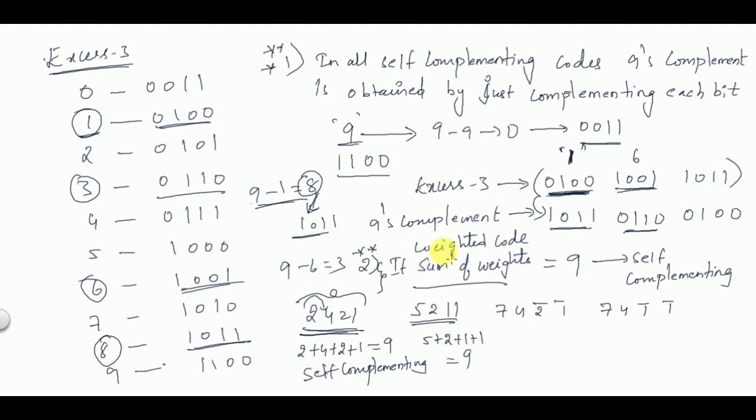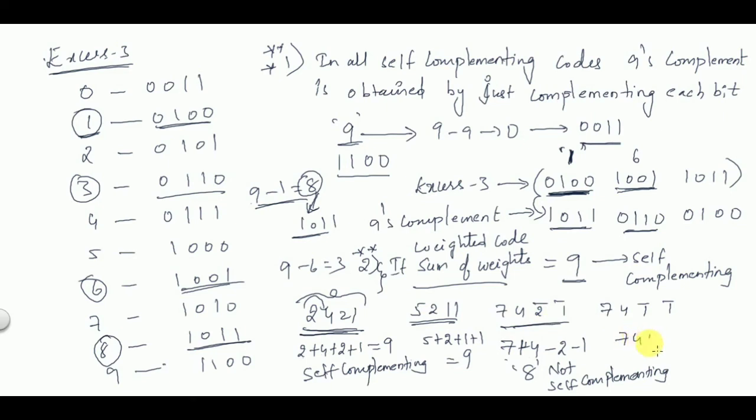Very important point: if you are given a weighted code and asked whether it is self-complementing, you just have to sum the weights. If the sum is 9, it is a self-complementing code. If the sum is not equal to 9, it is not. Take 7 plus 4 minus 2 minus 1, since 2bar means a weight of minus 2. 7 plus 4 is 11, 11 minus 3 is 8. The sum is not equal to 9, so 7 4 2bar 1bar is not a self-complementing code.